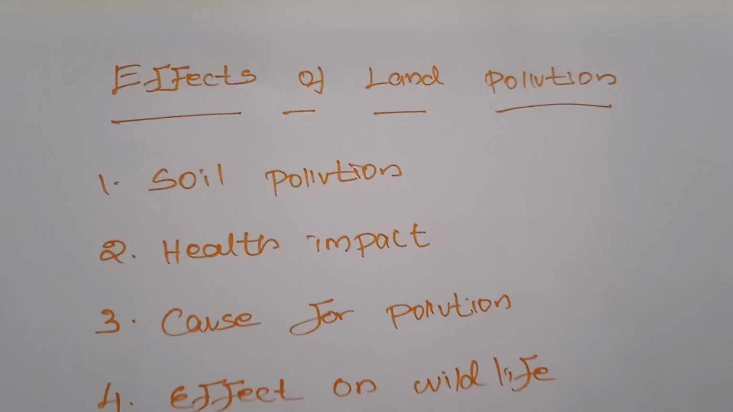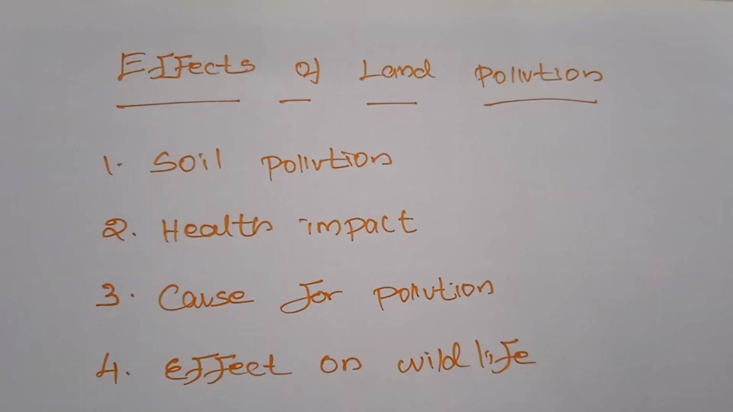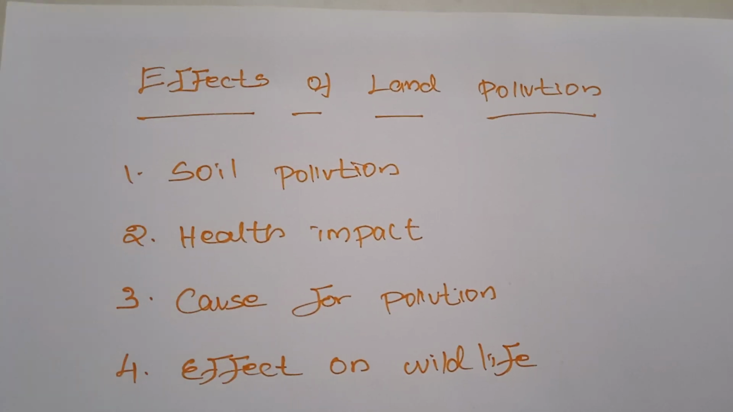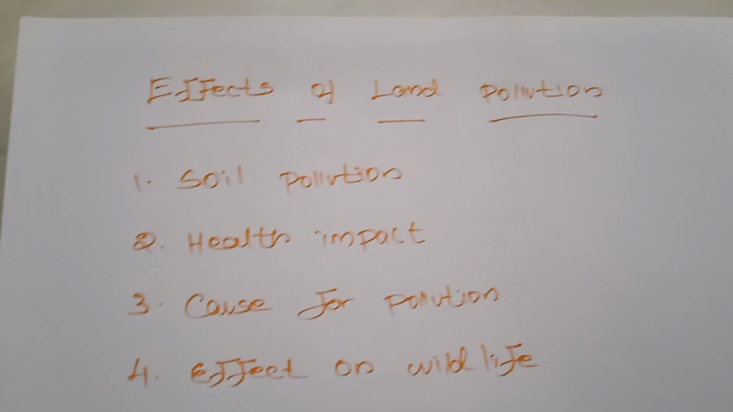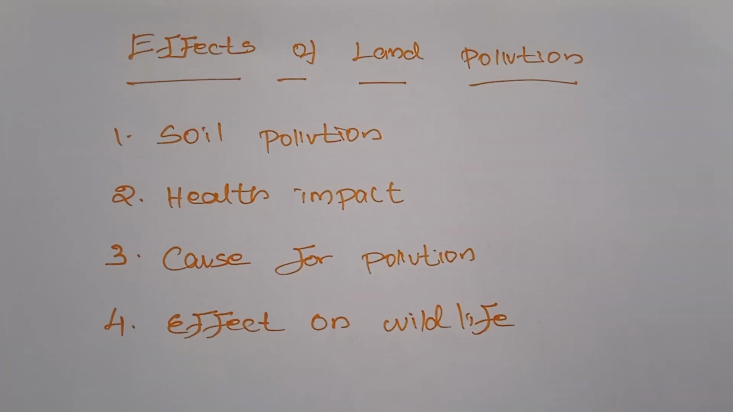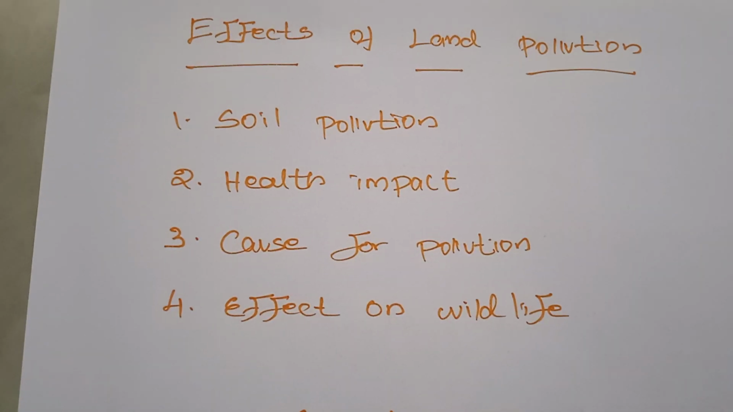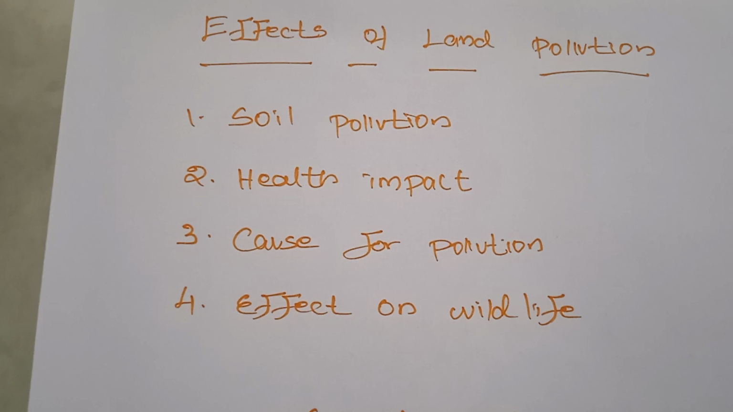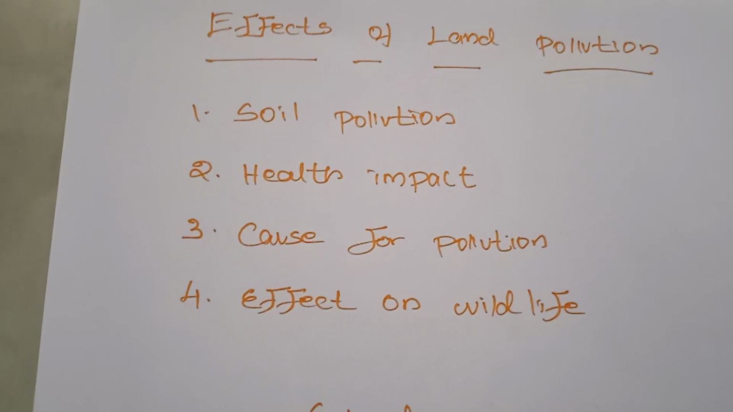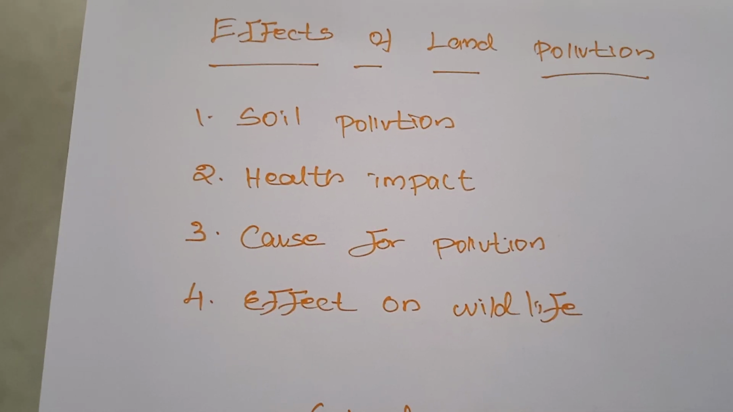Next, effects of land pollution. If the land is polluted, what effects will come, or who will be affected by land pollution? First, soil pollution. If the land is polluted, the soil is also polluted automatically. Soil pollution is another form of land pollution where the upper layer of the soil is damaged. This is caused by overuse of chemical fertilizers and pesticides.